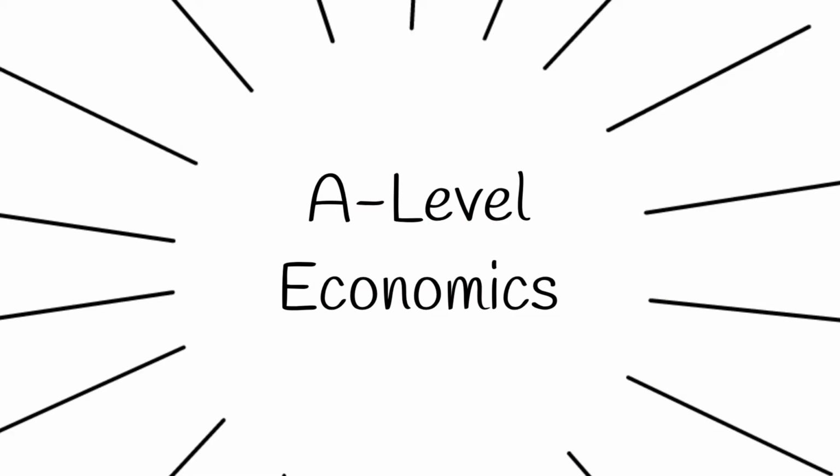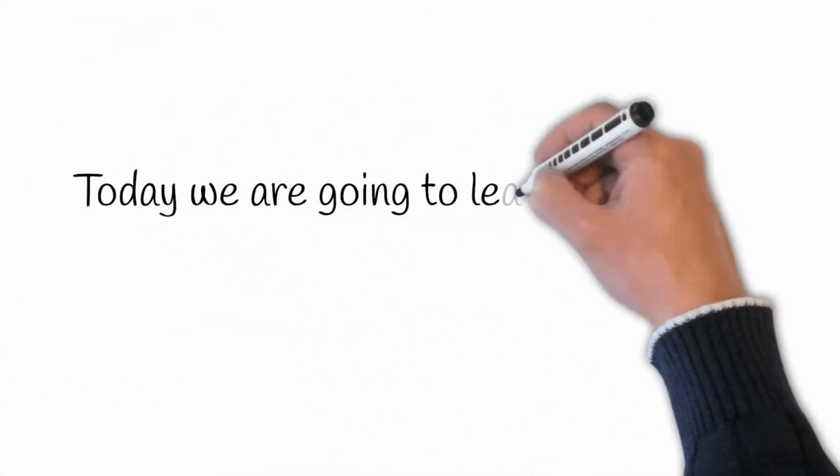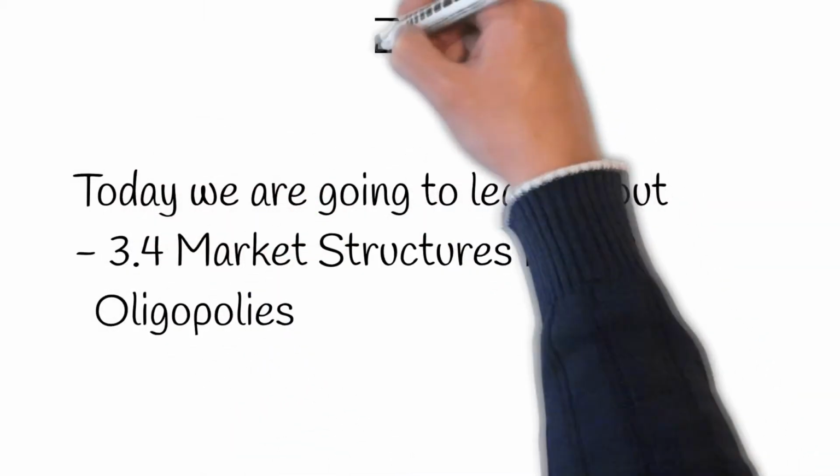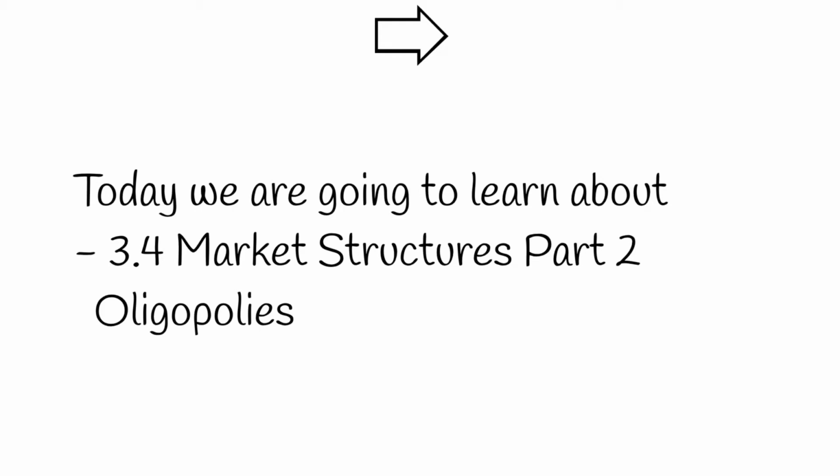Welcome to this video in our series on A-level economics. Today we are looking at 3.4, Market Structures Part 2. More specifically, oligopolies. If you haven't seen our previous videos, click on the card above.